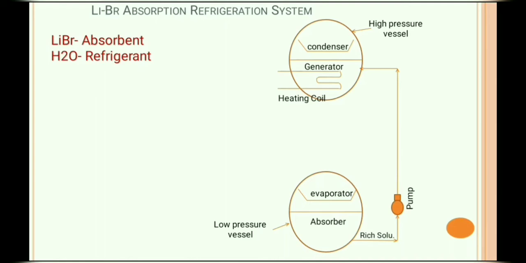In that case, we have to use a pressure reducer in the line between the generator and absorber. Therefore, through this the lean solution enters the absorber, and between that line we have to use the pressure reducer so that the pressure of that lean solution decreases from generator pressure to the absorber pressure or evaporator pressure. Clear?